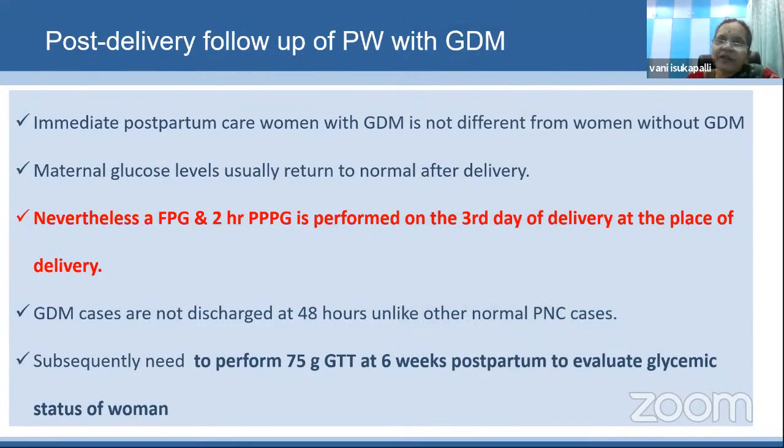And another important thing, we should be writing in the discharge notes that at 6 weeks postpartum, a full-length 75 gram GTT, fasting, 1 hour, 2 hour, 3 hour, everything has to be completed and should be done at 6 weeks postpartum to label her as GDM or a case of overt diabetes. This is the most important test which needs to be done.